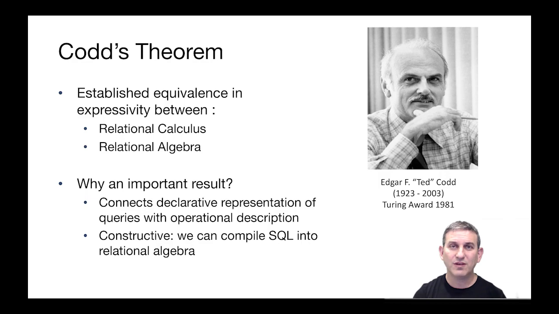Why is this such an important result? Why does it merit a Turing Award? Well, it connects this declarative representation of queries with an operational description. It allows us to imagine a world where people ask for things from computers, and the computers figure out algorithms to implement them, which is actually pretty forward-looking. It's a very AI-like view of how to program computers. His theorem's also constructive. It shows how to translate calculus to algebra. And so it gives us that first step in a long line of research that got us to compile SQL into actual execution strategies, like we'll learn about in this class.